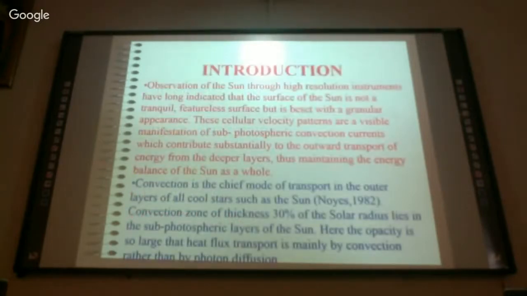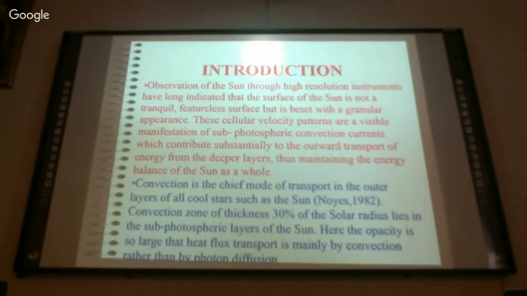So, to give a brief introduction about solar convection. Observation of the solar photosphere through high-resolution instruments has long indicated that the surface of the sun is not a tranquil, featureless surface, but is beset with granular patterns. These cellular velocity patterns are a visible manifestation of the subphotospheric convection currents, which contribute substantially to the outward transport of energy from the deeper layers, thus maintaining the energy balance of the sun as well.